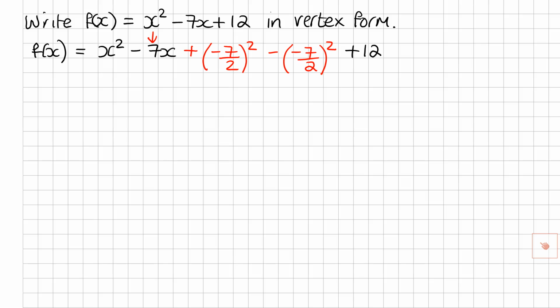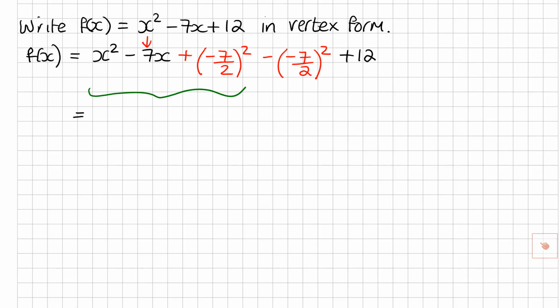Okay. So again, the first three are going to be our perfect square, which is x minus 7 over 2, all to be squared. This is why it's important that we keep this minus here, because then we realize that we still need that minus in the middle in our perfect square.